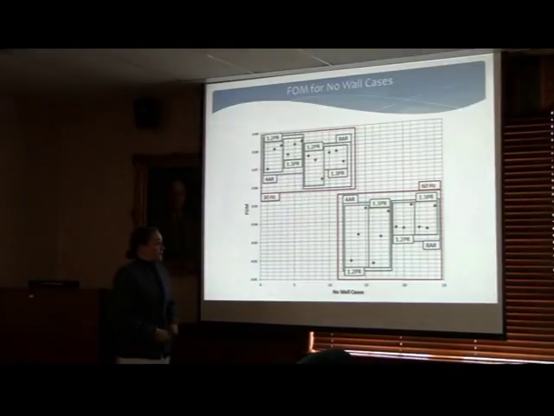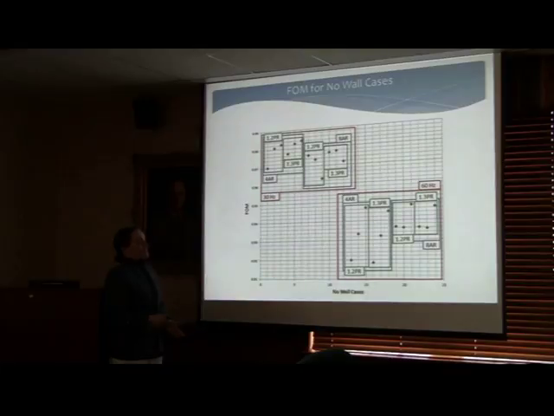So, results. This graph's a little busy, so I'm going to break it down in a few bits. This is the figure of merit on this side. You can see the range is not very large. These are all very high efficiency cases because we've tried to idealize it and mitigate as many losses as possible so that we can really see the trends between the cases that we evaluated. And these are the no-wall cases.